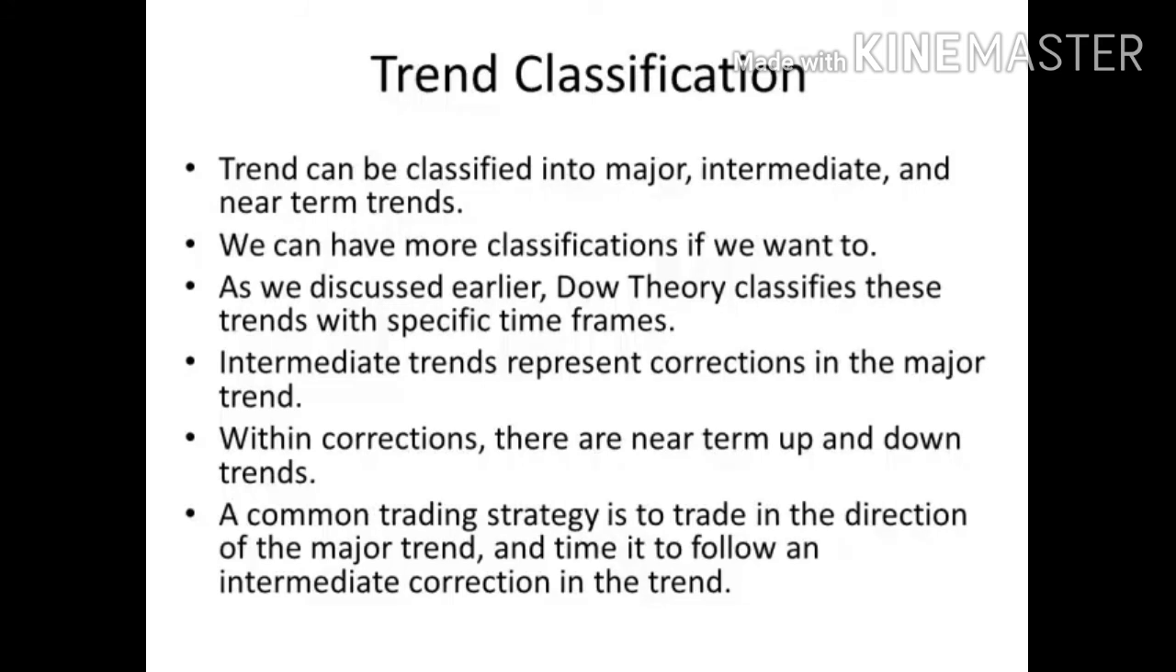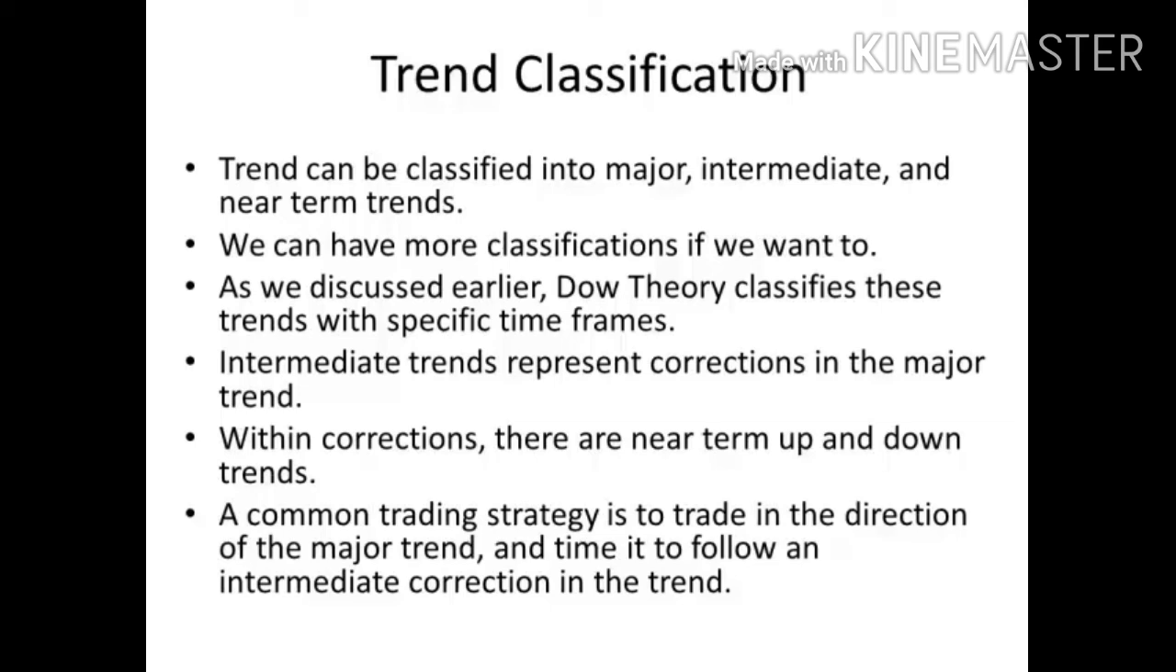Trends can be classified into major trends, intermediate trends, and near-term trends. The near-term, of course, is like the minor trend we discussed before. Now, we can have more classifications if we want to. So we can have 4 categories of trends, or 5, or 6. And in general, each of these will represent a specific time period. So the major trend is the longest, then intermediate is shorter than the major trend, and near-term is even shorter.